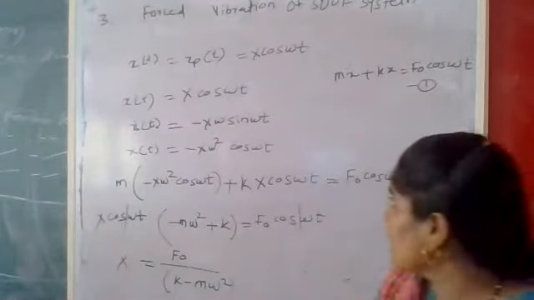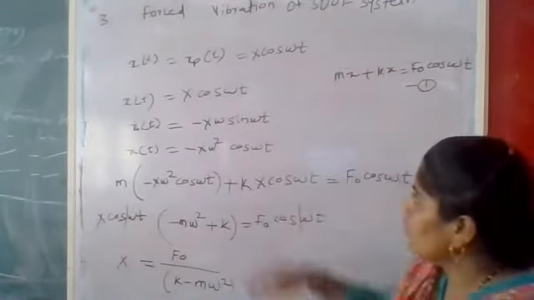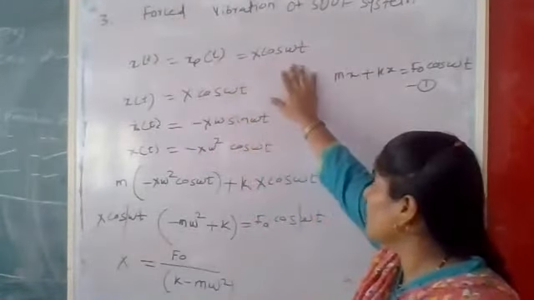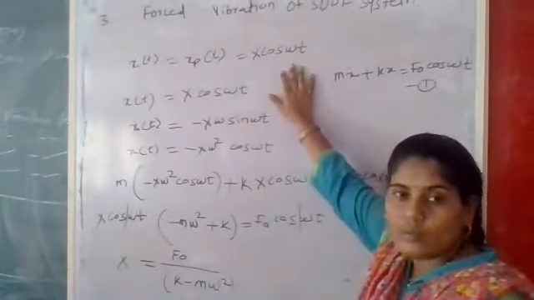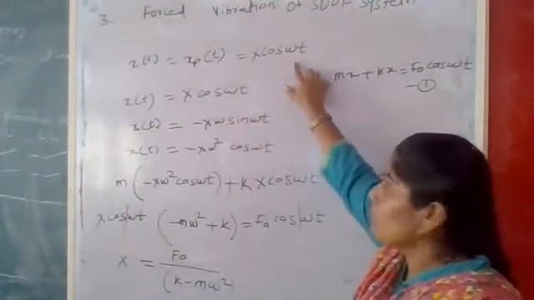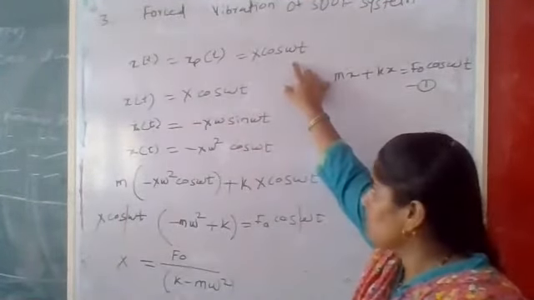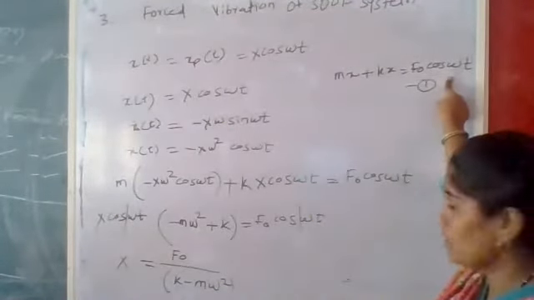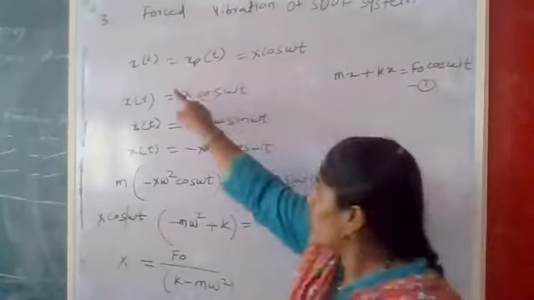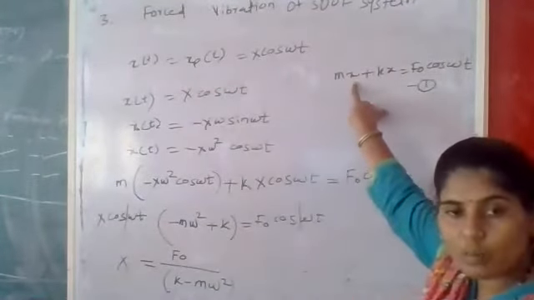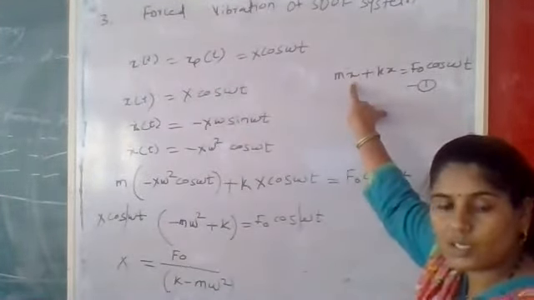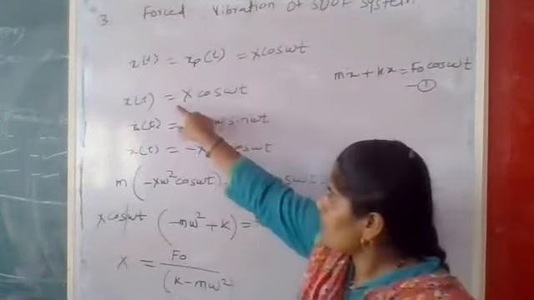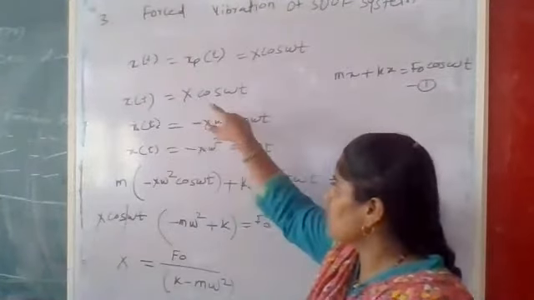Once again, for this particular integral, x of t is equal to X cos(omega t), where X is the amplitude and omega is the forced frequency. If we put this x value into equation number 1, we'll get some resolution. For that purpose we have to know x double dot, the double derivative of x, that is the acceleration, and x we already know.